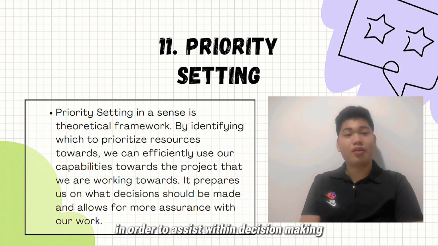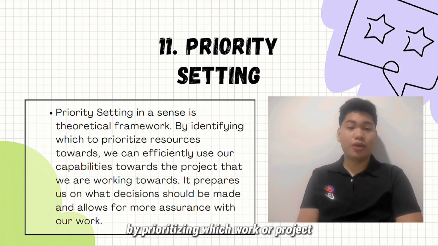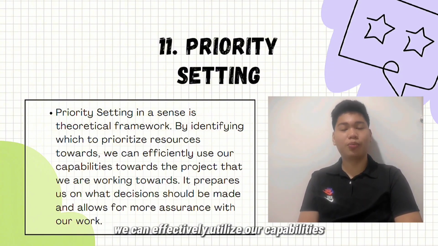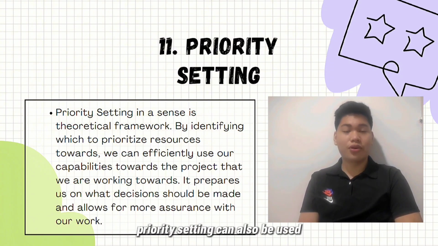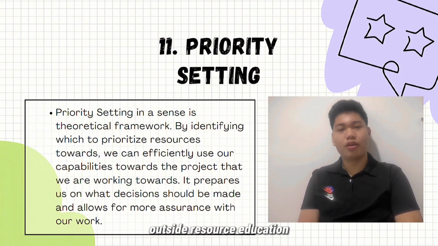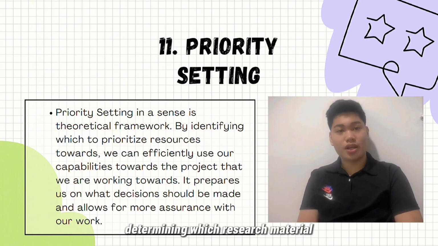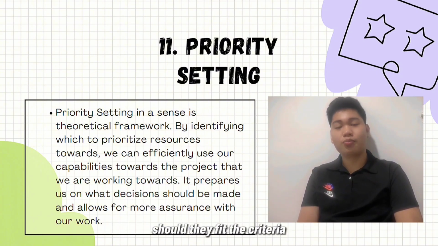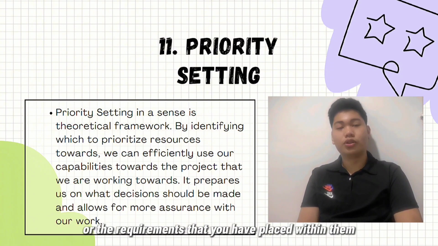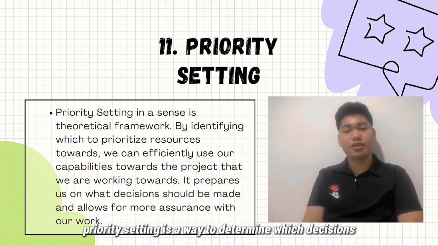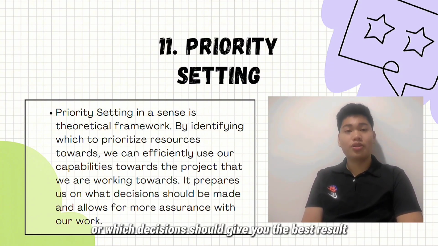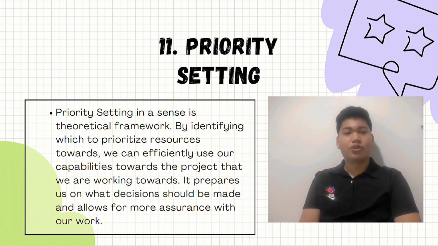Priority setting is a process that we use in order to assist with decision making. By prioritizing which work or project the resources should be allocated to, we can effectively utilize our capabilities in an efficient manner. Priority setting can also be used outside resource allocation. For example, determining which research material should be included within your research paper. Should they fit the criteria or the requirements that you have placed within them? In simpler terms, priority setting is a way to determine which decisions should be deemed important or which decisions should give you the best result.